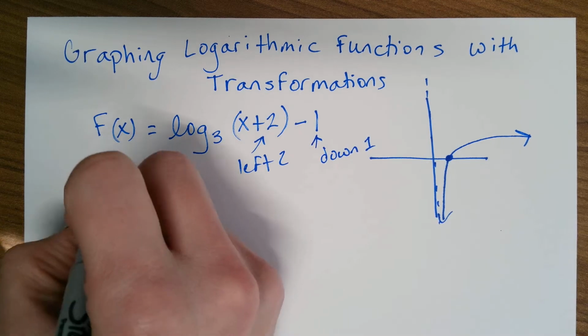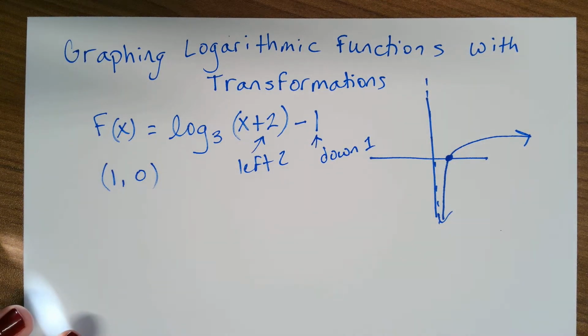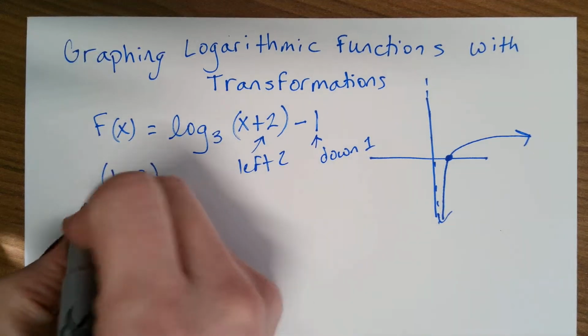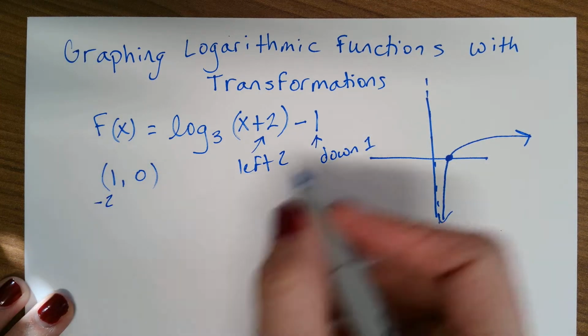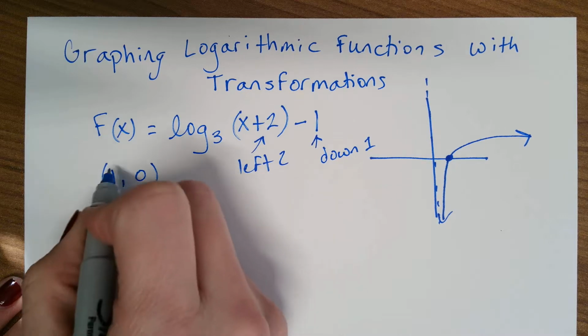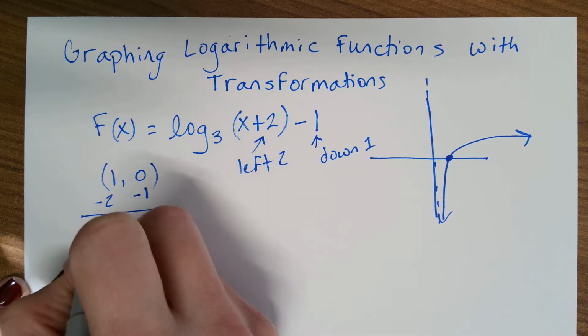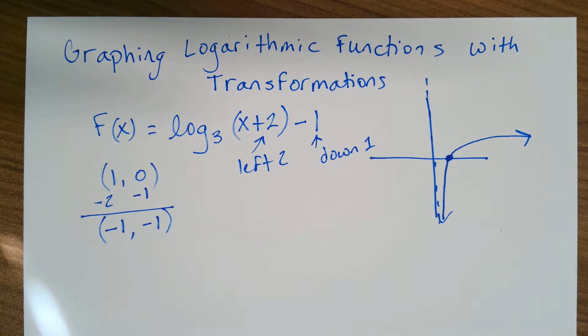So if I start with that (1, 0) from the parent function and use my transformations to transform this point, I'll at least have 1 point on the graph. So I'm going to take 2 away from the x values, so I'm going to subtract 2 from the x values, and 1 away from the y values. So I'm going to subtract 1 from the y value. So 1 minus 2 gives me negative 1, and 0 minus 1 gives me negative 1. So this is a point on the graph.